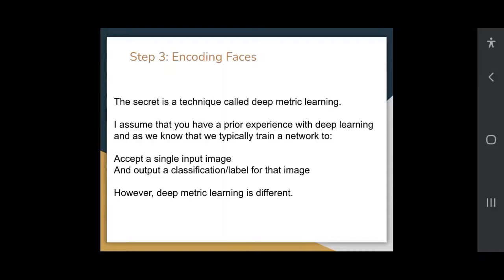I assume that you have prior experience with deep learning, and as we know, we typically train the network to accept a single input image and output a classification label for that image. However, deep metric learning is different.